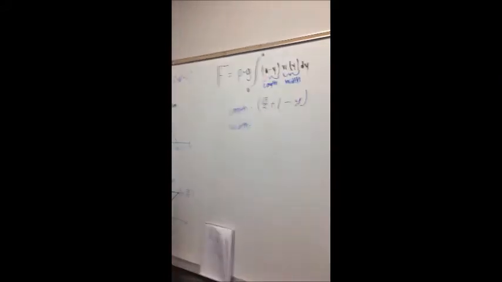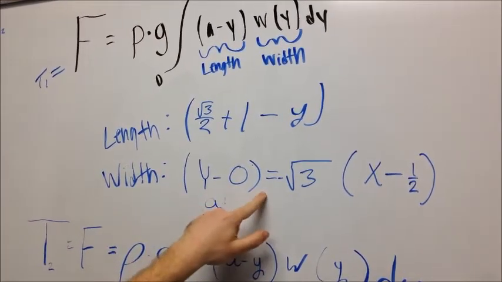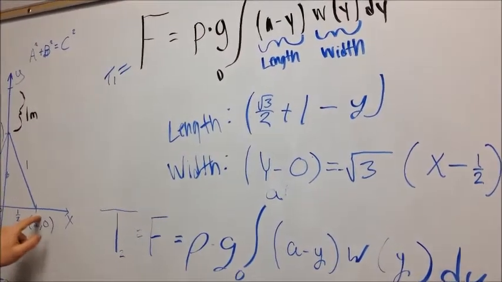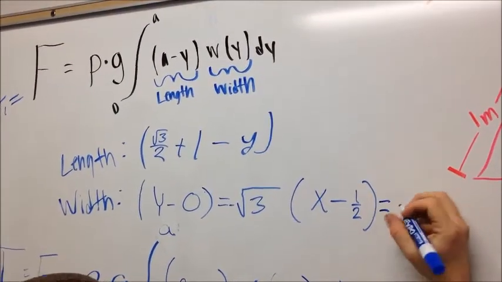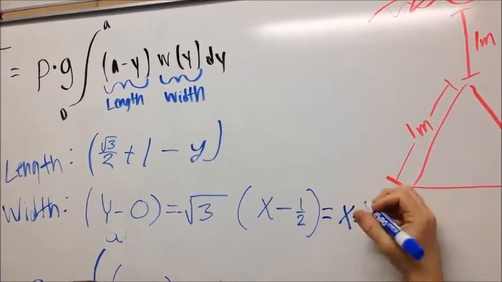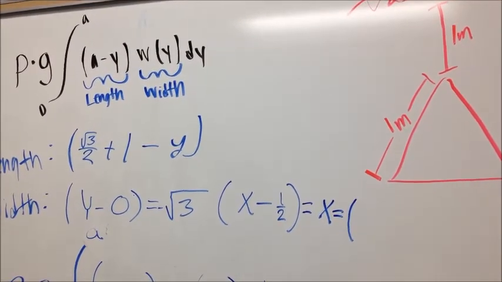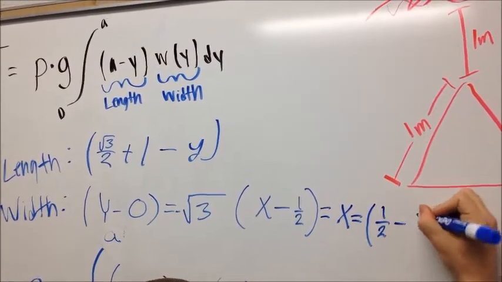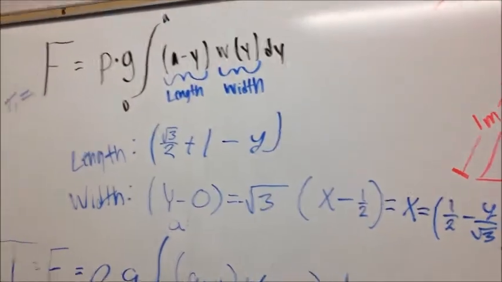how do we explain that? Our width is going to be y minus 0 equals negative square root of 3 for our slope, and then x minus 1/2, that's right there, 0, 1/2, done. And then this comes out to be x equals 1/2 minus y over square root 3. And that is for our first triangle.